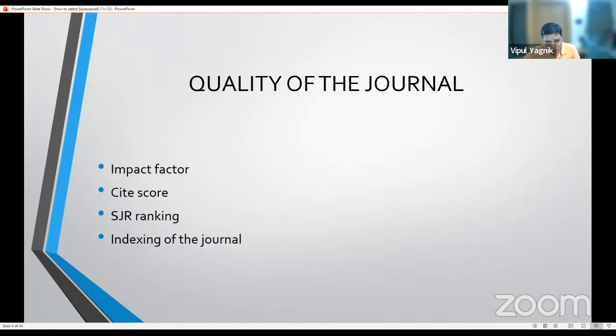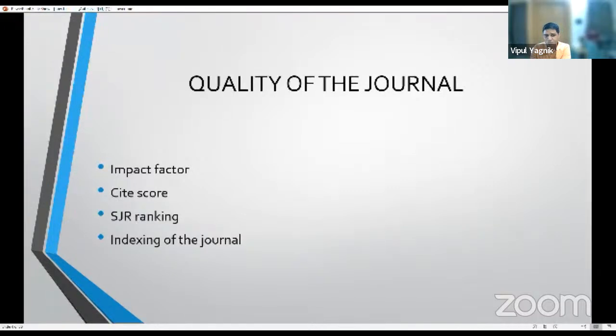The other parameter is CiteScore. CiteScore is basically given by Scopus, so those journals which are indexed in Scopus will get a CiteScore. But to calculate the impact factor and the CiteScore, it requires a minimum of 3 years of publication, and on that basis they give a number. SJR ranking is again from Scopus. The full form is SCImago Journal Rank, and they divide journals into 4 categories, which we will discuss later. And indexing of the journal, we have already seen: Medline, PubMed, Scopus, Embase, these are all indexing of the journal.